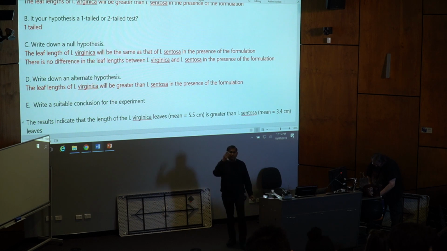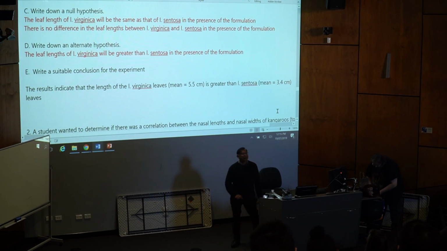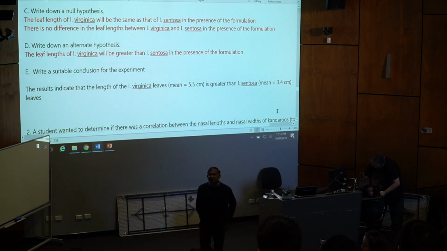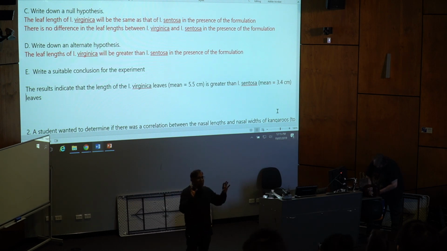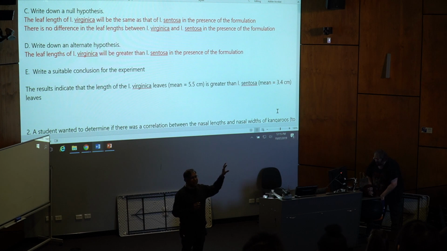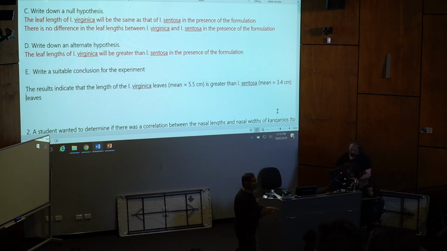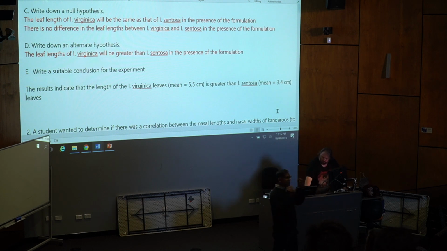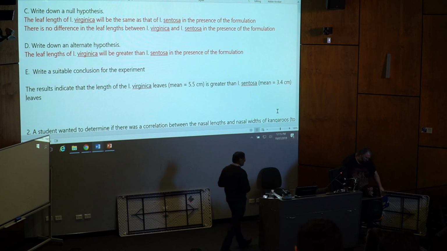So you see how we are justifying our statements with information that's provided in the stimulus text. So don't just say that the results indicate that Virginica is longer than Sentosa. Use the information in the question itself to support your statements. Remember, we are justifying evidence-based reasoning. Okay? So you need to make sure that you use the information that's provided in the text.